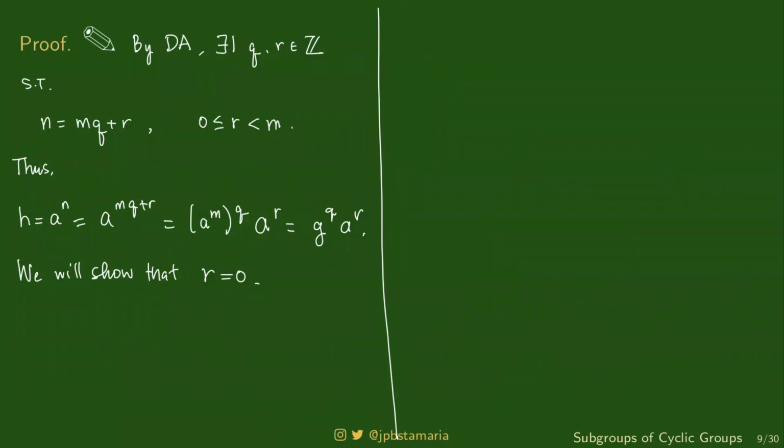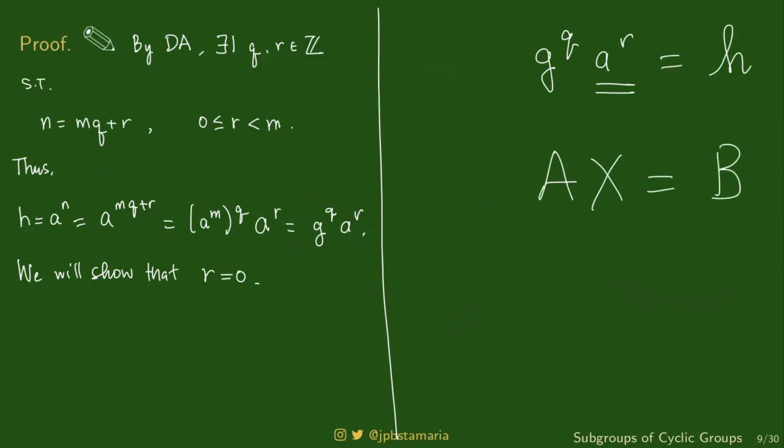Okay, how do we do that? Like this. In group theory, if I have h equals g to the q times a to the r, how do I solve for a to the r? It's like having an equation ax equals b. How do we solve this in groups? Right? a inverse times b. That's our formula for a linear equation with a unique solution.